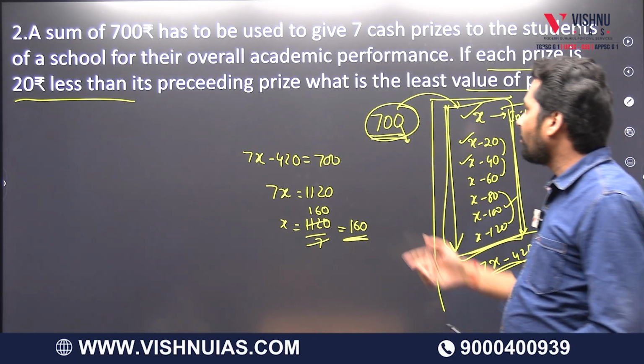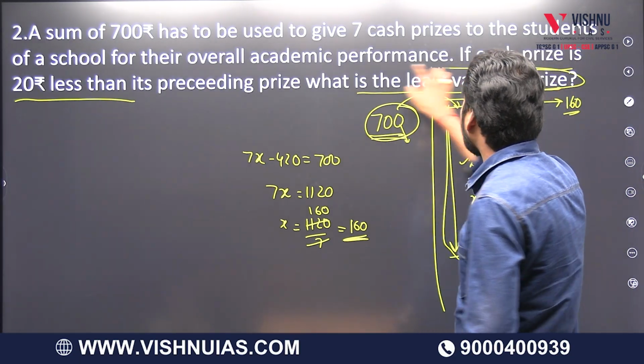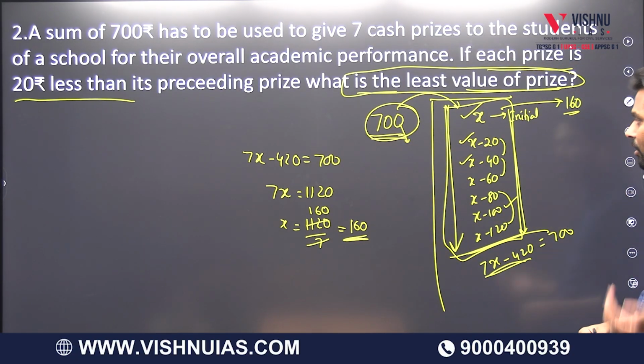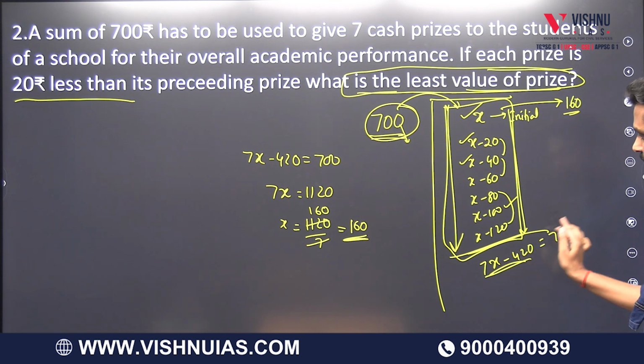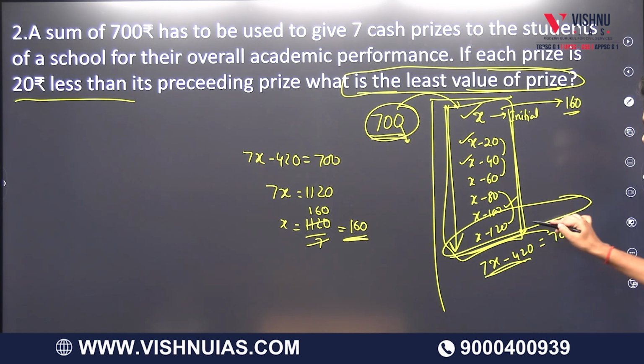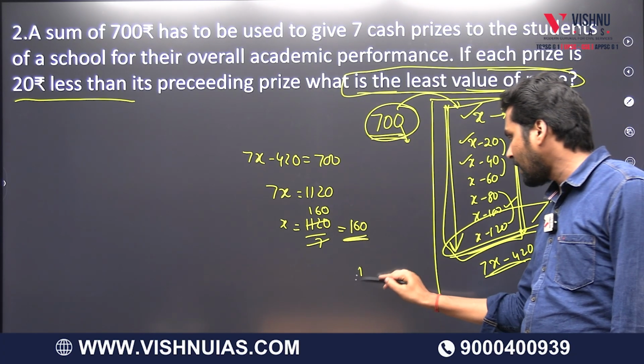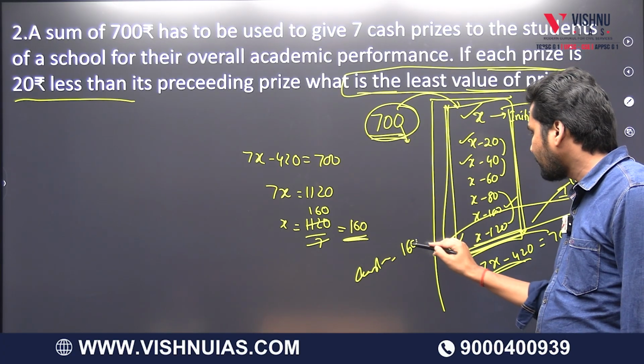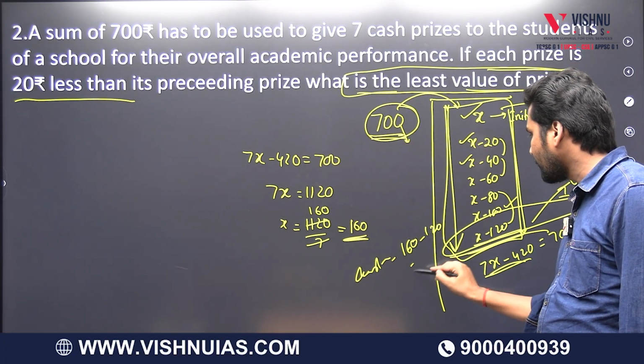What we need to find out here is the least value of the price. Here the x value is not asked. So among these prices, what is the least value? The least value is x minus 120, right? So this value we need to find out. Least value is equal to x minus 120. X value is 160, so 160 minus 120, which is equal to what?